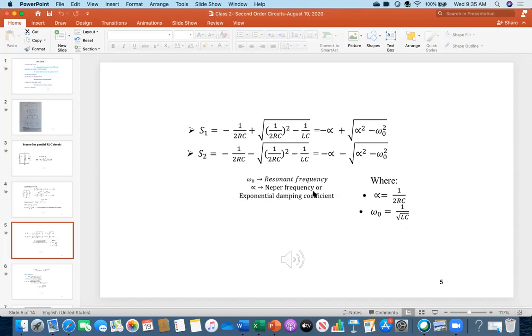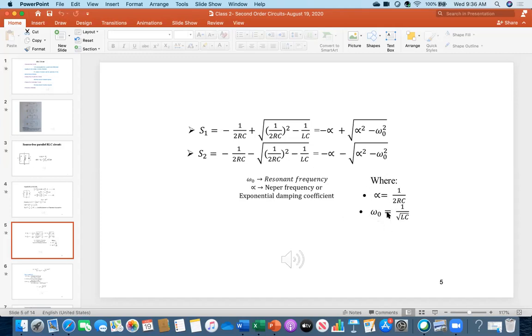And then this term alpha, 1 over 2RC, it is called Neper frequency or exponential damping coefficient or sometimes simply called damping factor. And it is called Napier frequency according to the mathematician John Napier, who first invented this terminology. Accordingly, it is called Napier frequency. Okay, so therefore, everybody, you will be remembering these two terms.